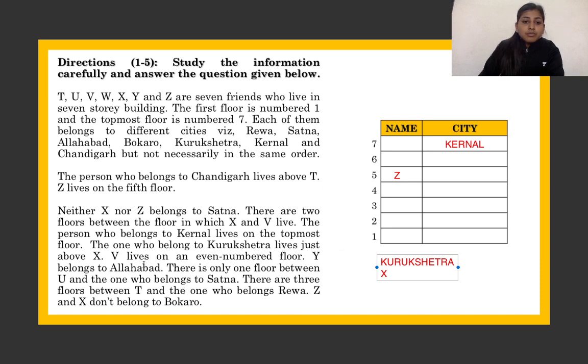Next, V lives on an even numbered floor. Now there are three even numbered floors, 2, 4 and 6. So you can try putting V at these places and check; these will be the combinations. You can check by putting V in floor 2, 4 and then 6.